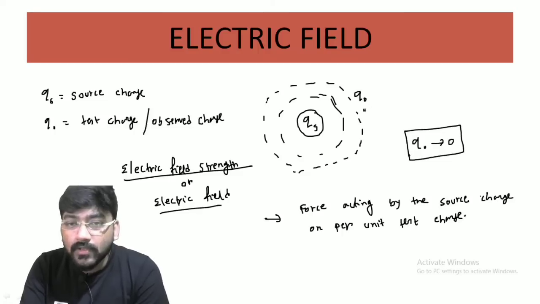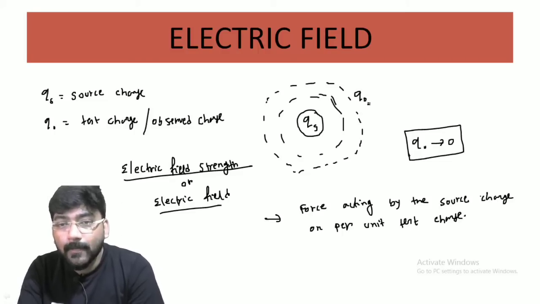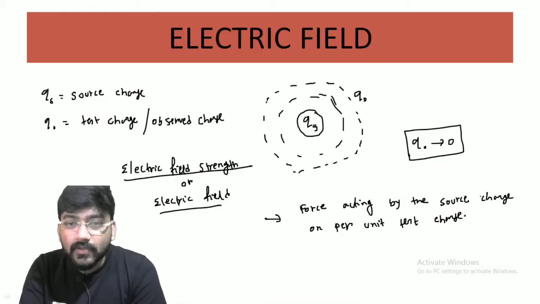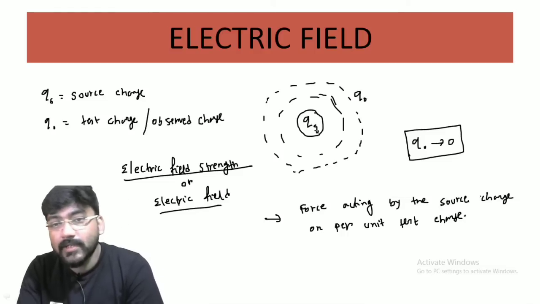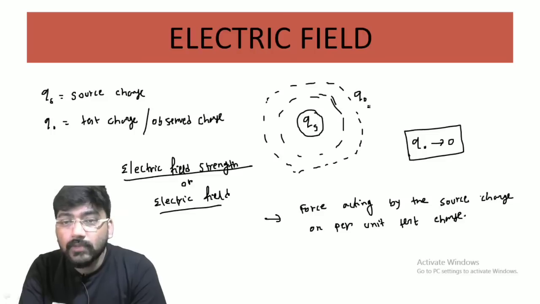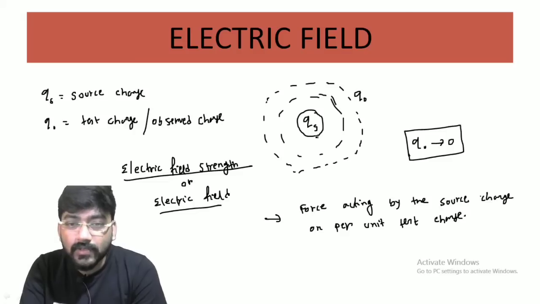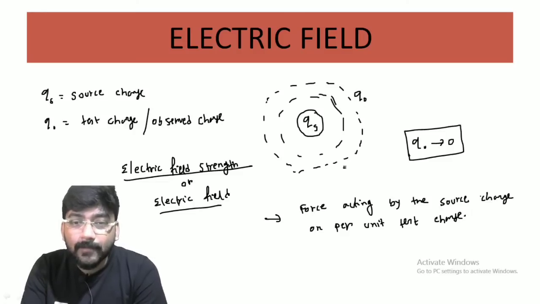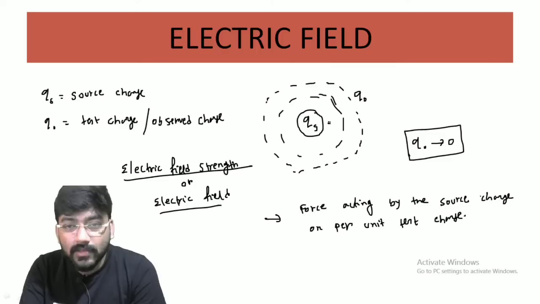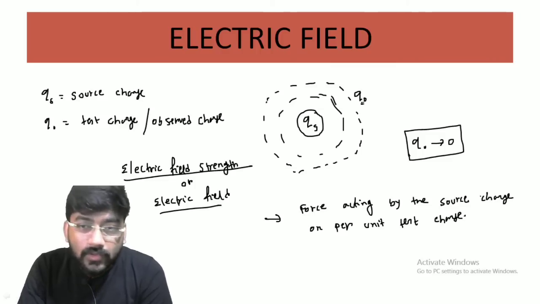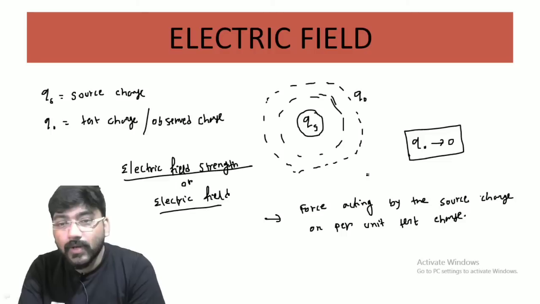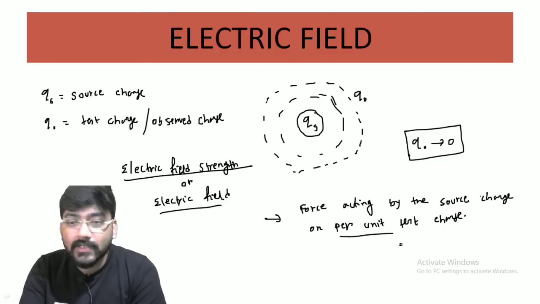Because if this is not vanishingly small, if it is large, then it will give a force on this charge QS, so that the electric field of QS will be disturbed. So we have to choose Q0 in such a way that it can't disturb the charge QS. Okay, so that we can measure the actual field strength due to QS on the charge Q0. So what will be the definition? The definition is the force acting by the source charge on per unit test charge.